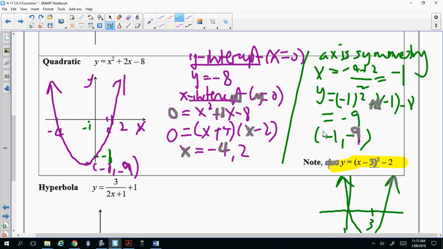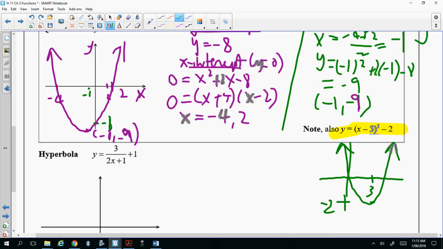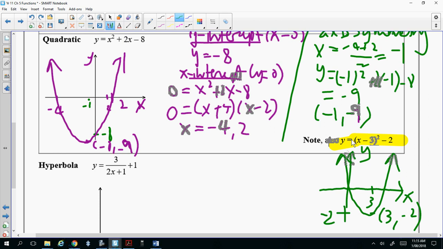Okay, just revise this one. So there are 2 different ways, 2 different forms. One is this form, the general form. This is the completed square form. Yeah, okay. All right. Next one is the hyperbola.